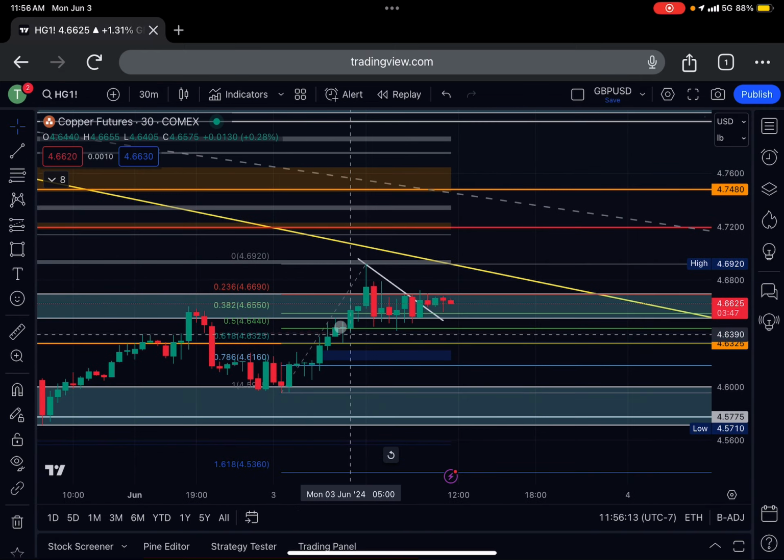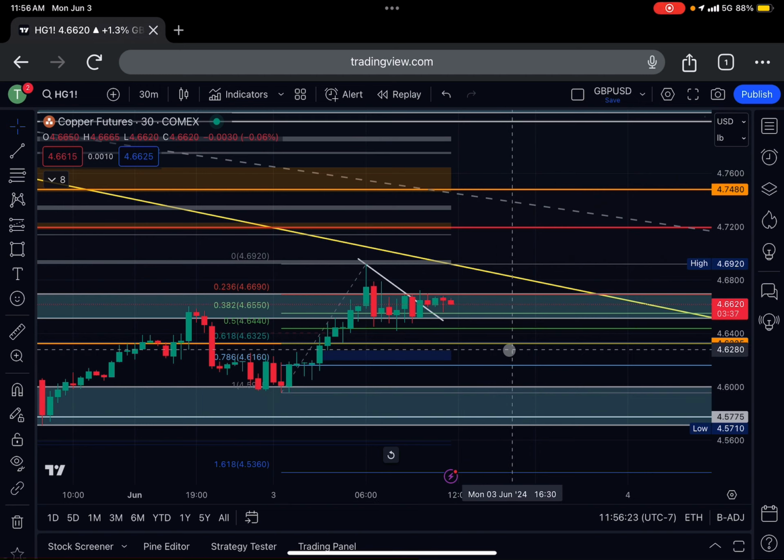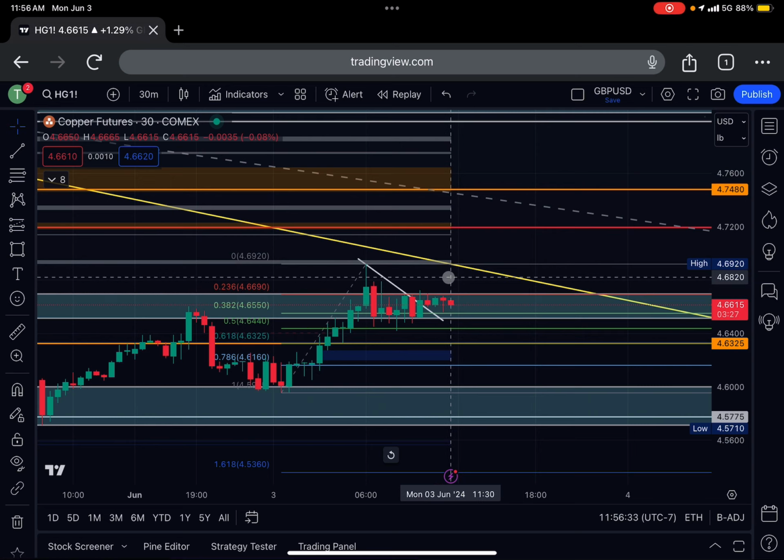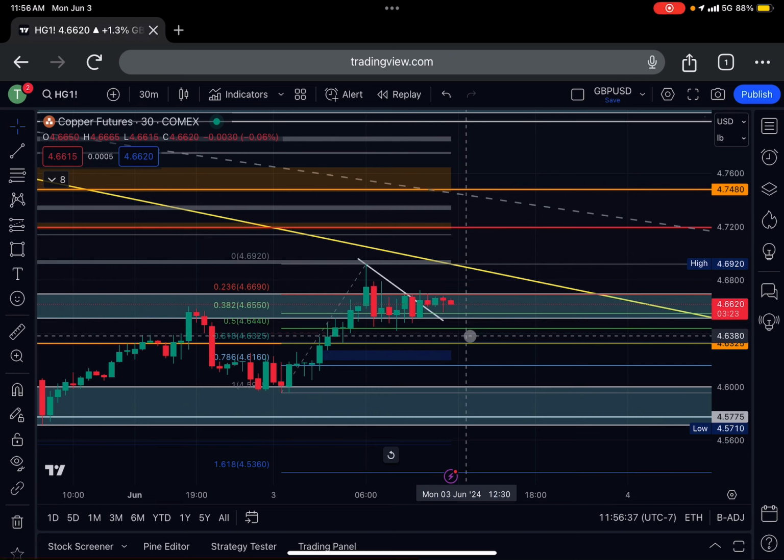Right now, we're going real sideways. We are more than likely going to retest this demand area again. I think so, but I could be wrong. I would wait for price action at the next session and see what happens. If it goes above, then I'm going to be looking for longs. If it keeps coming down to here, then I'm going to be looking for shorts.